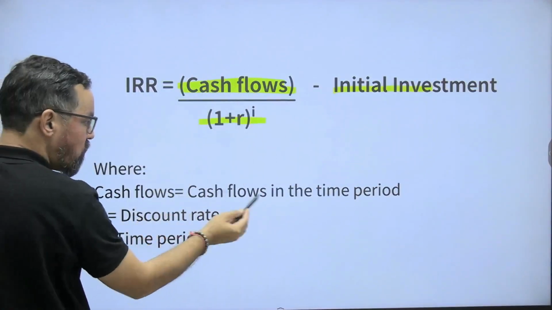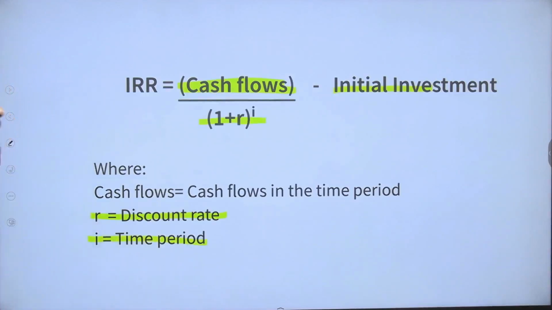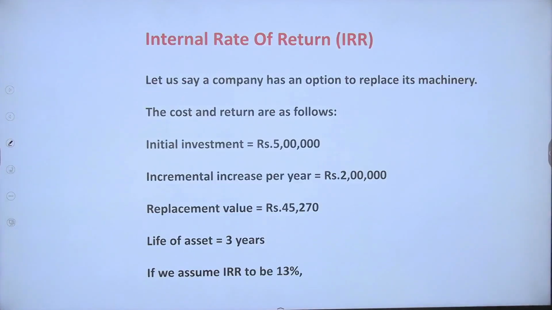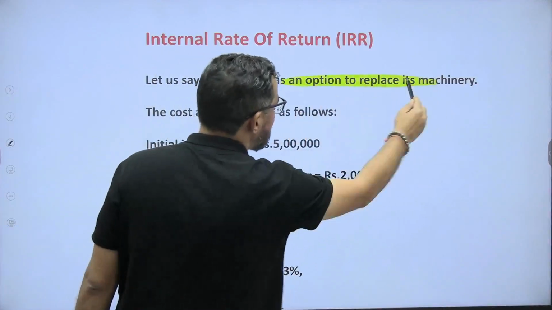So cash flow in the time period, R is discount rate and T is your time period. Now you will not face any challenges. Okay? IRR. So let's say a company has an option to replace its machinery.